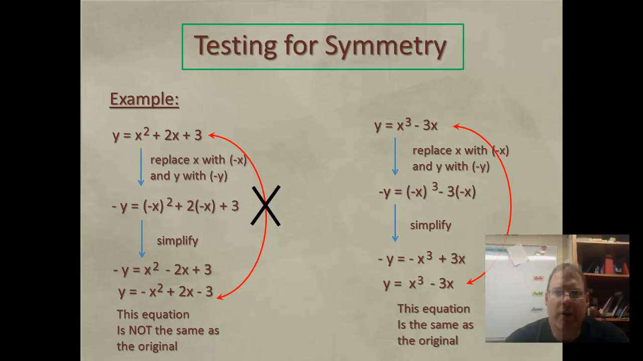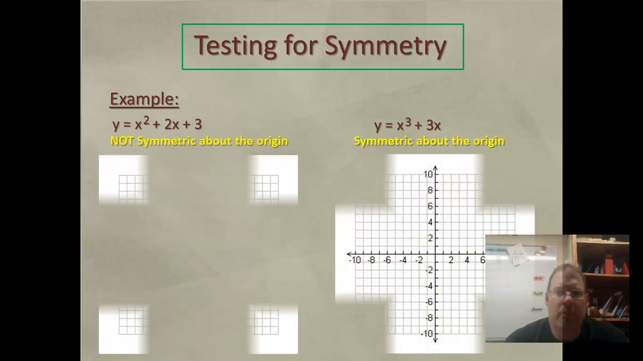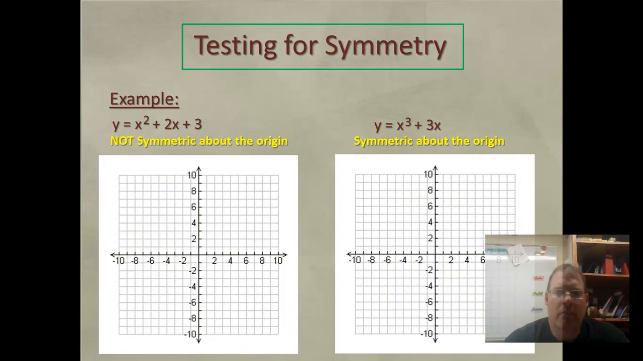What does that look like graphically? Okay, the first one is a parabola. We already had this graph earlier, right there. The second one is a cubic function, and it looks like what we have right there.